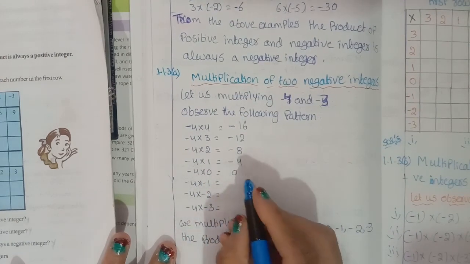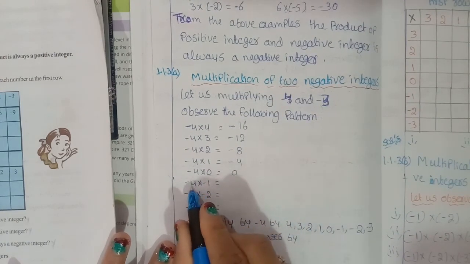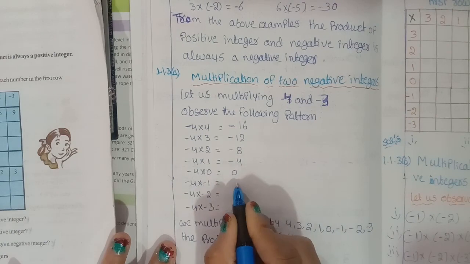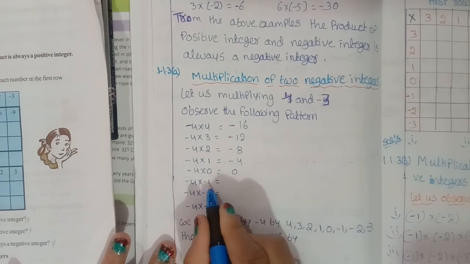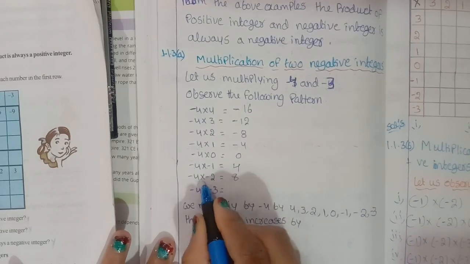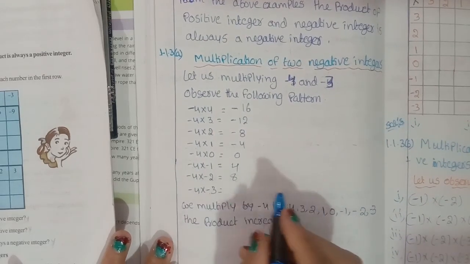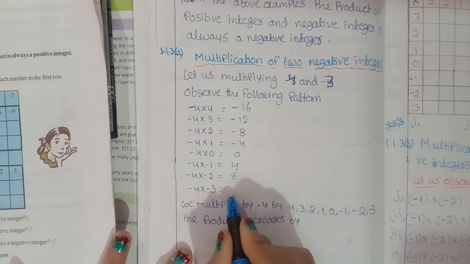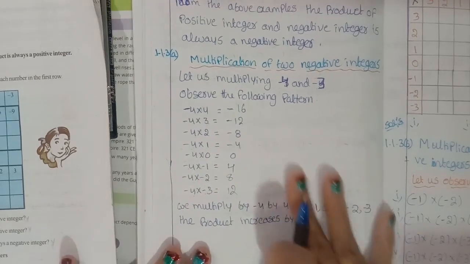4 cross 0 is 0, and here minus into minus, so that's why it's plus. It becomes plus only. So 4 cross 1 is plus 4. 4 twos are 8, minus into minus is plus. So minus into minus becomes plus. So that's why 4 cross 3 is 12. Do you understand, Gagan Sai?